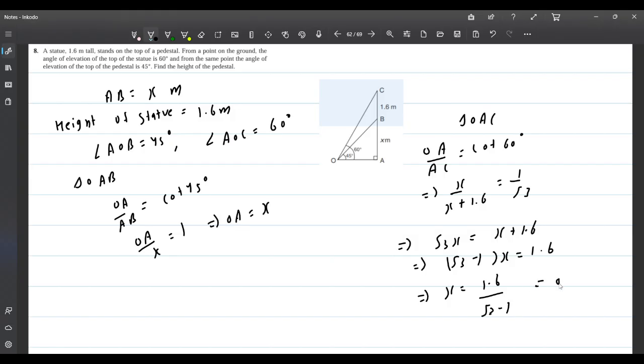So this is equal to 0.8 into under root 3 plus 1.